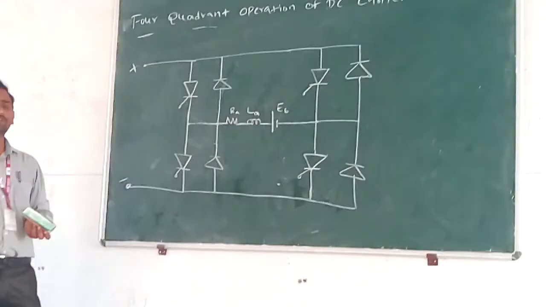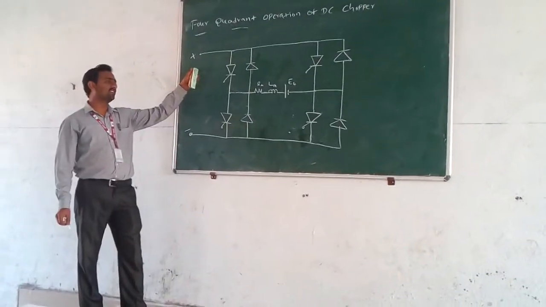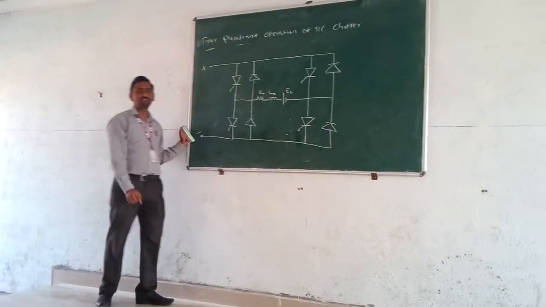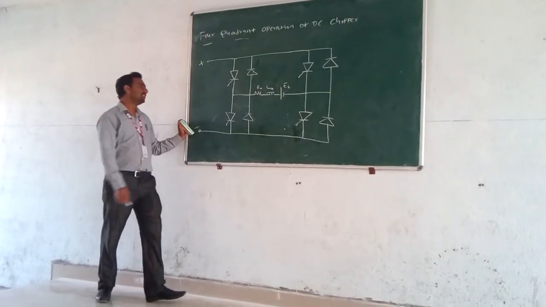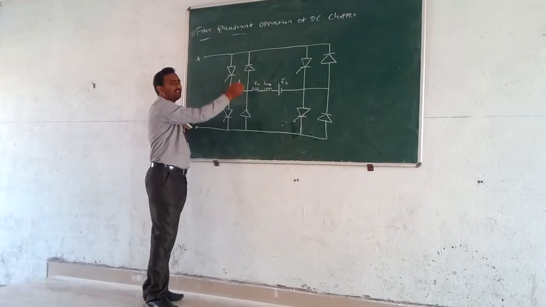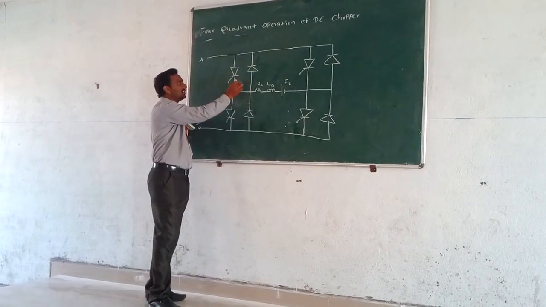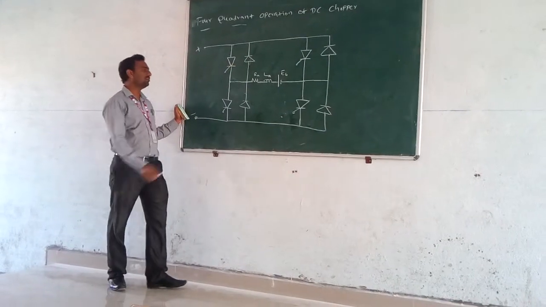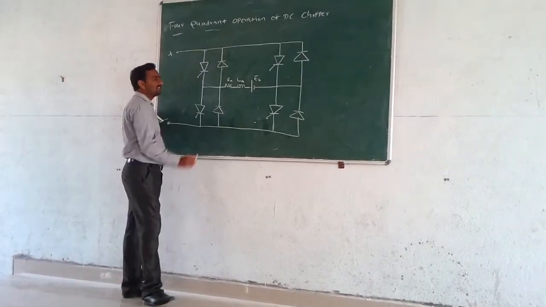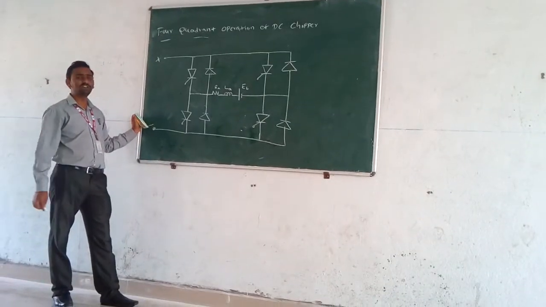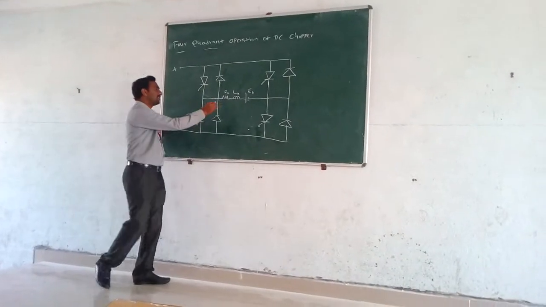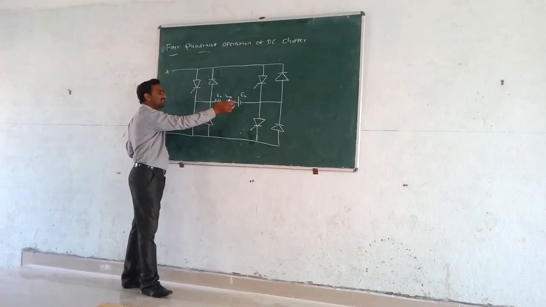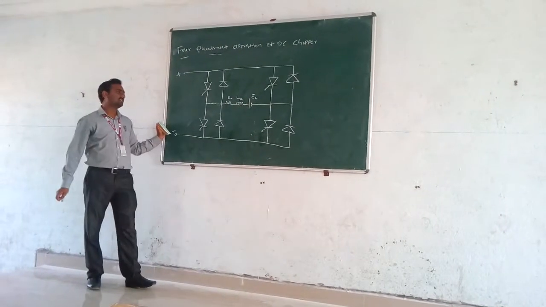So this is the circuit diagram for four-quadrant operation of the DC chopper. In four-quadrant operation, we use four thyristors or four SCRs in combination with anti-parallel diodes. Each thyristor is connected anti-parallel with a diode, and the load, that means the DC motor, is connected across the bridge. The DC motor is represented in equivalent form as RA, LA and EB: armature resistance, armature inductance and the back EMF developed in the DC motor.